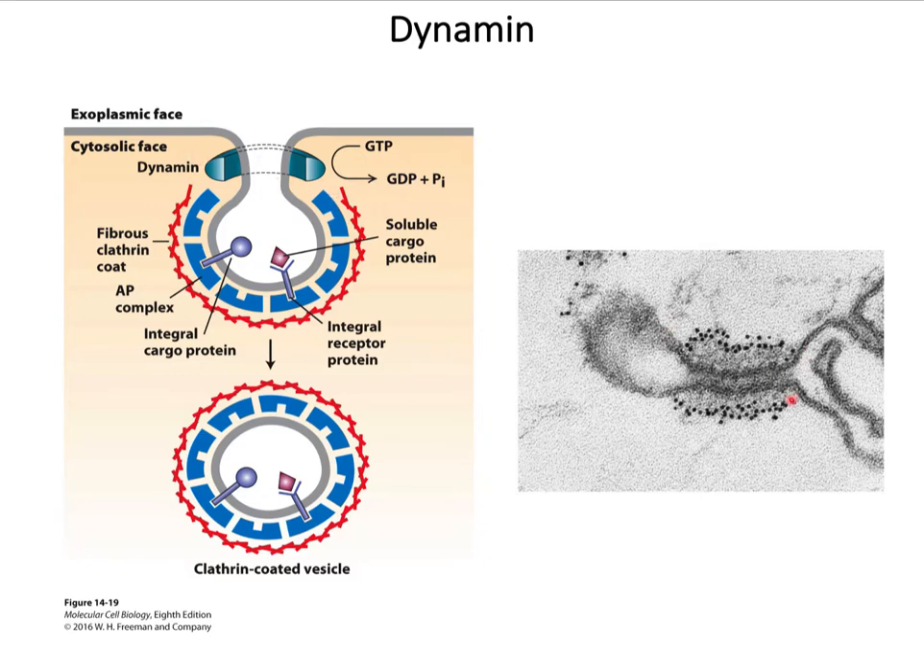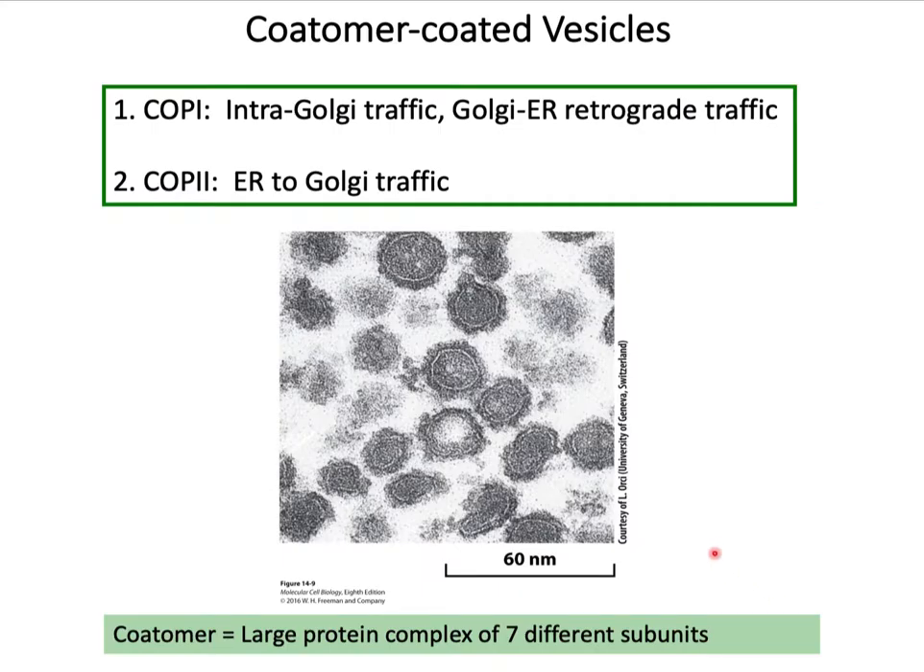You can see that very clearly here in the transmission EM. You can see the dynamin that is labeled by this electron-dense material, and you can see how this bud is being formed here, and the pinching of the bud is facilitated by this dynamin protein. Those are the clathrin-coated vesicles. What about the coatomer-coated vesicles?